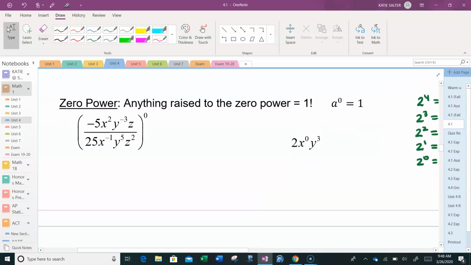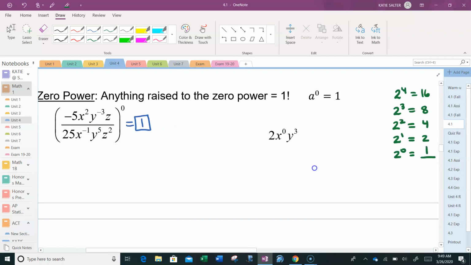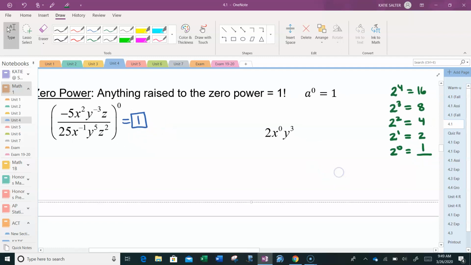All right, so looking at this problem right here, this is a monster problem. This is the only time I tell students not to follow order of operations. It does not matter what's inside this big old parentheses, as scary as that is. The whole thing's raised to the 0 power, so our answer is 1. However, when we look at this little problem over here, the only part that is being raised to the 0 power is the x. So that is the only part that is equivalent to 1. Therefore, this is really saying 2 times 1 times y cubed. And 2 times 1 is just 2y cubed.